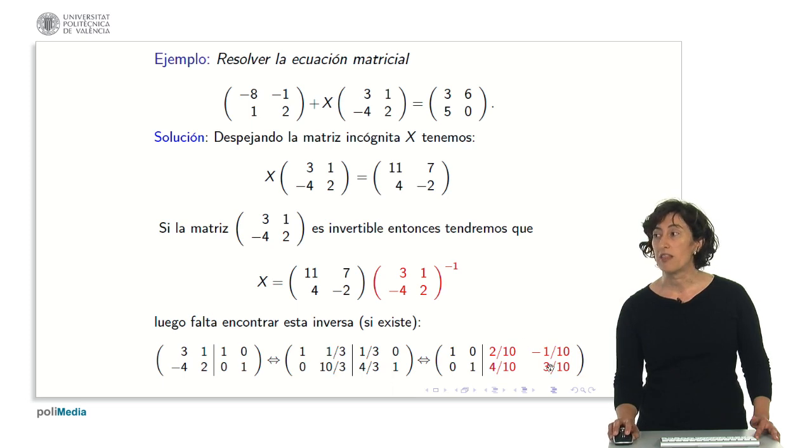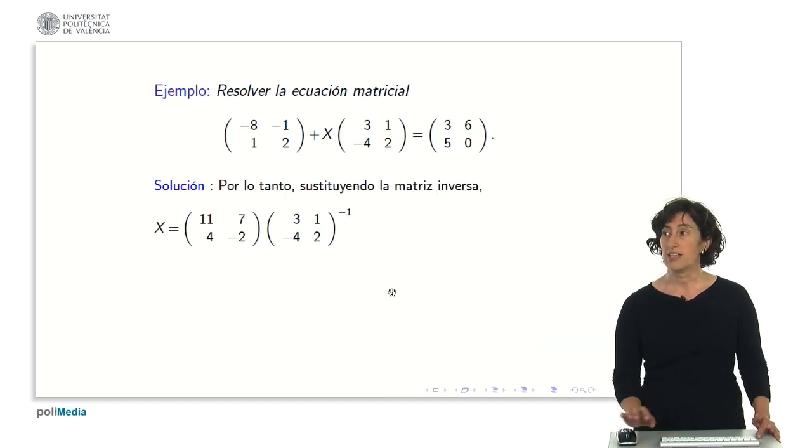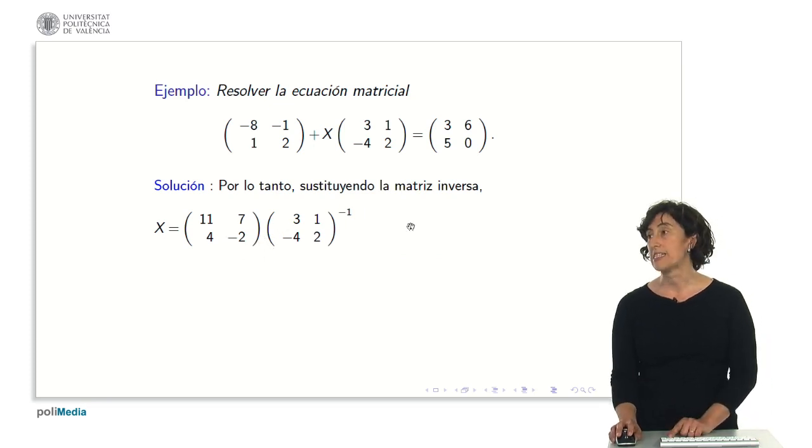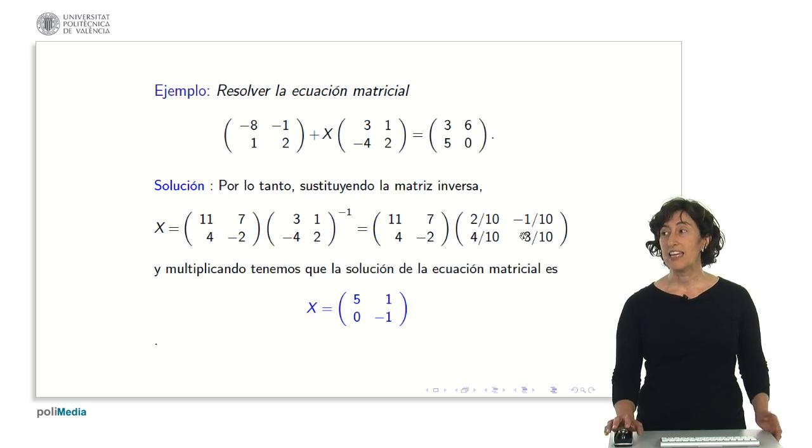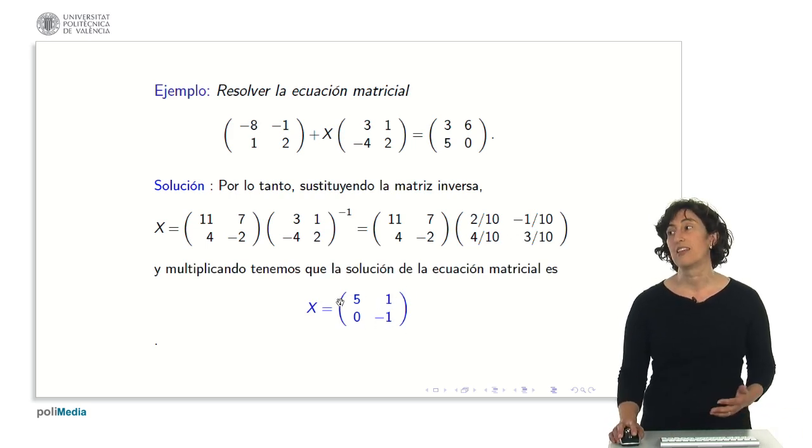Well, we have seen that the matrix is invertible, and that the inverse is this one here. Then, we can replace it and find the value of x. That is, if I substitute in this expression that we had for x the inverse matrix by its expression, this product of two matrices gives us exactly that. The x is 5, 1, 0, minus 1. It is a 2 by 2 matrix that has precisely those elements.